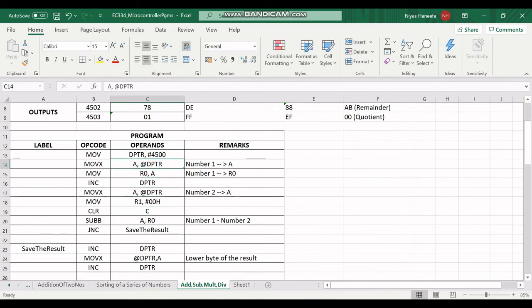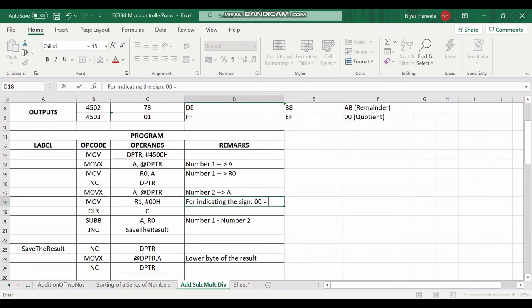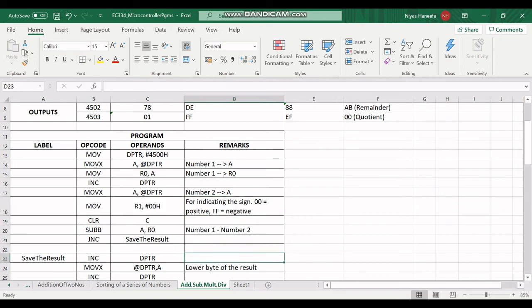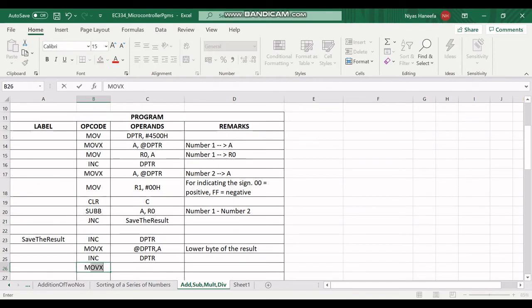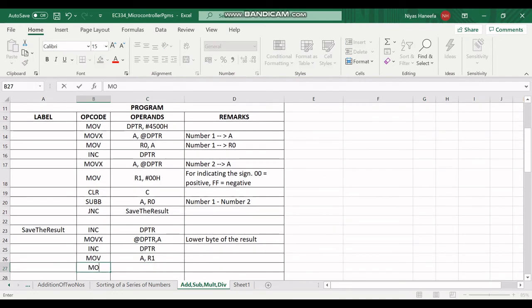Here, for 4500 also you have to put H. This register is for indicating the sign. 00 means positive and FF means negative. So we are assuming the result is positive. If there is no carry, that means the result is positive. You need to just save. So MOV A, R1, then MOVX @DPTR, A.